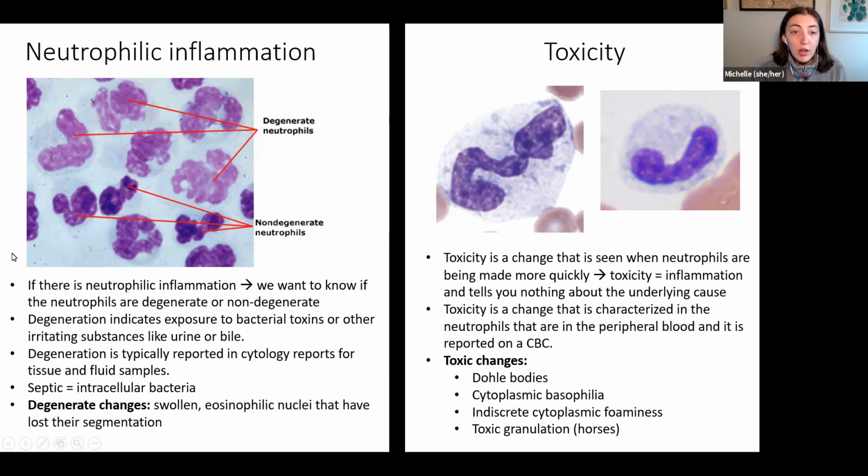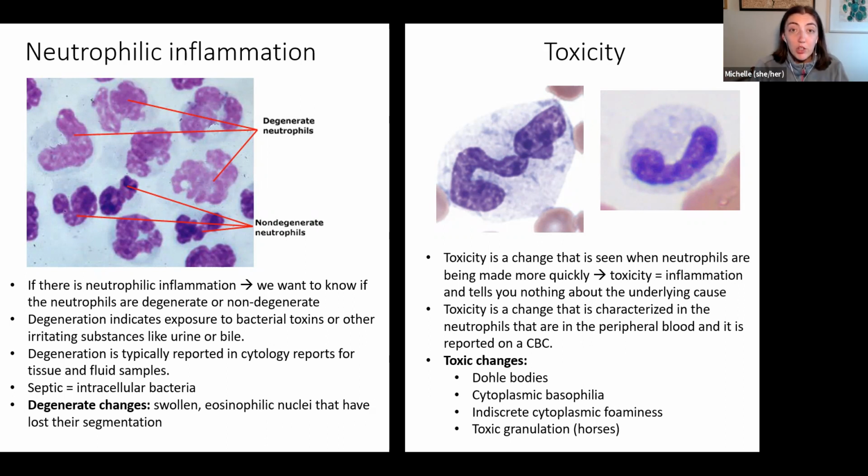Degenerate neutrophils are something that we report in cytology and fluids. So if you sample something, a fluid or an abscess, and we see neutrophils, then if you say, oh, there's neutrophilic inflammation here, your next question should be, are the neutrophils degenerate? Because that's going to tell you the most common reason is exposure to bacterial toxins. Not all bacteria create toxins that cause degenerate neutrophils, but a lot of them do.